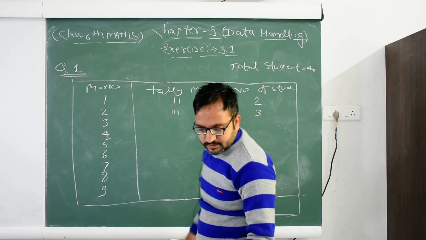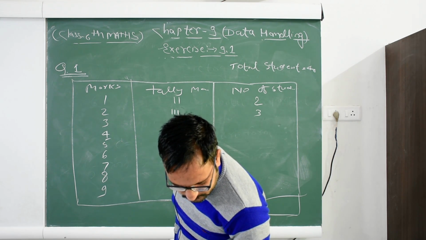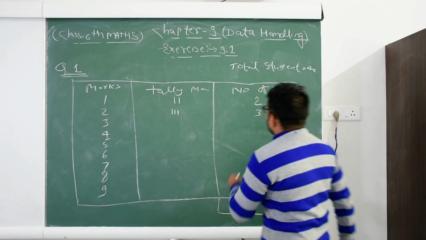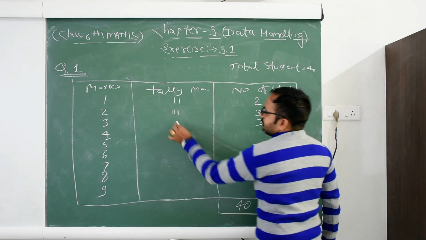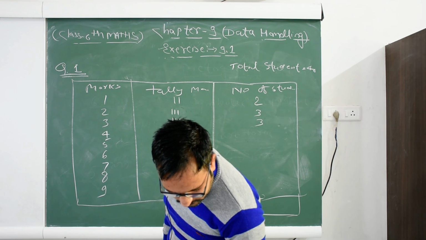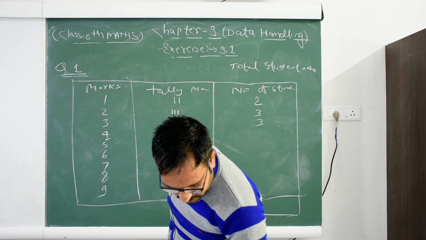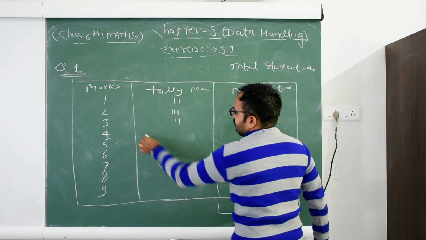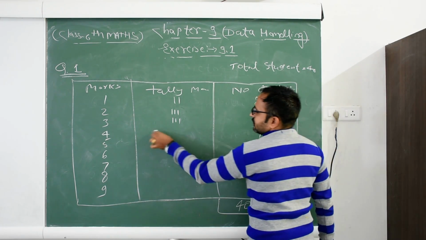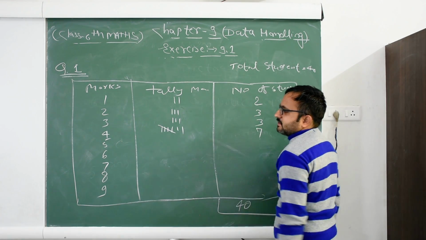Now 3. 1, 2, 3. Okay, 1, 2 and 3. Now 4. 2, 3, 4, 5, 6, 7. Now 4, only 7 students. So how to denote 7? 1, 2, 3, 4 and 5, 6 and 7.